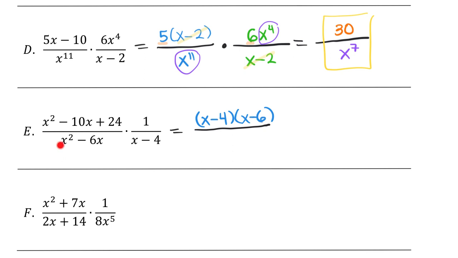On the denominator, I have x squared and 6x. They both have an x. So put an x on the outside. x times x is x squared. x times 6 is 6x.